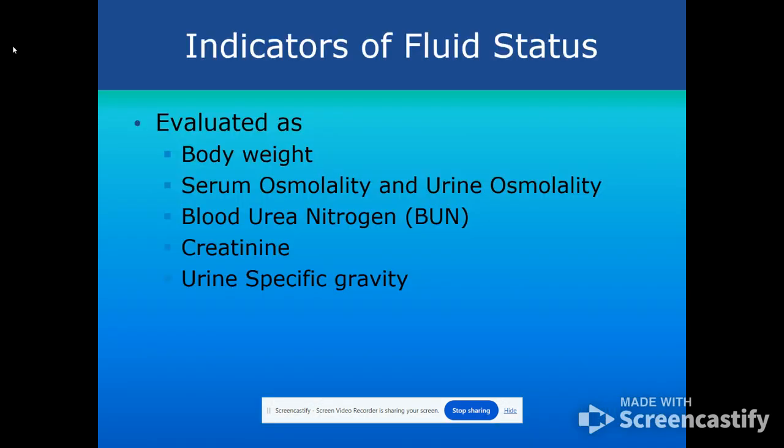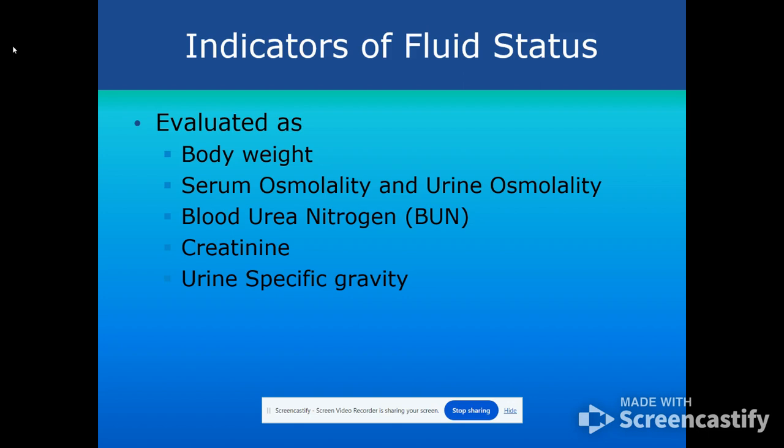All right, so how do we know if a patient has an adequate balance of fluid? How can we tell? Well, body weight is the first. In comparison to normal weight, it can provide information on whether somebody has an exceptional amount of fluid loss or if they're retaining an exceptional amount of fluid. We can also look at this through serum osmolality and urine osmolality.